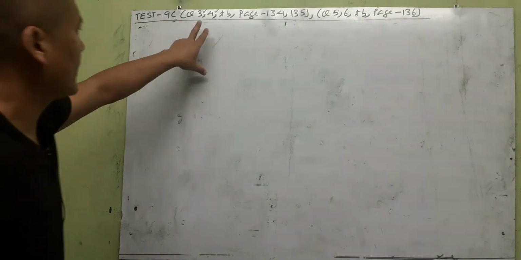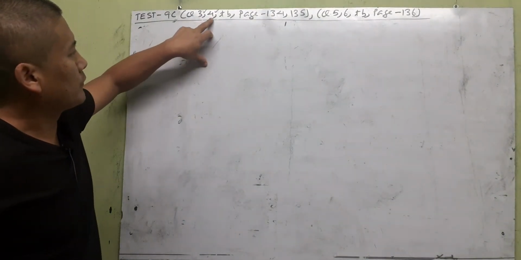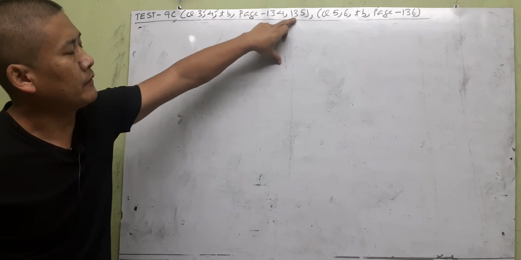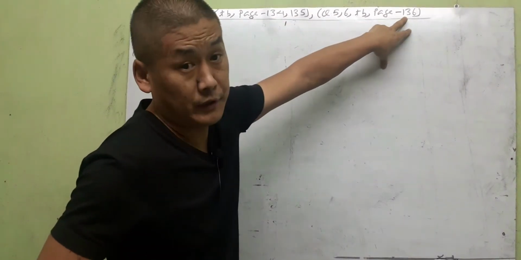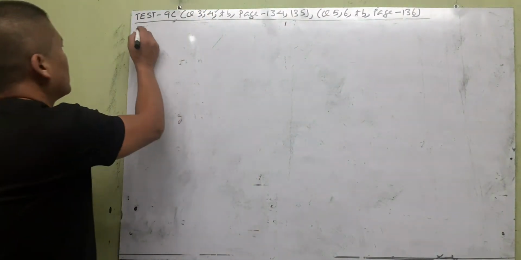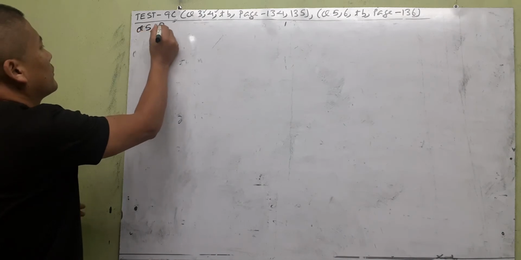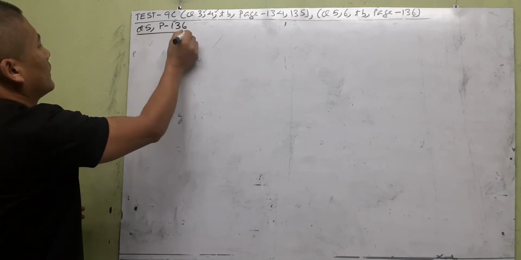Okay, so in the previous class we've done 3 and 4 questions on page 134, 135. Now 5 and 6 on page 136 of the textbook. So let's go to question 5, textbook, page 136. Go there. Let me read the question for us.